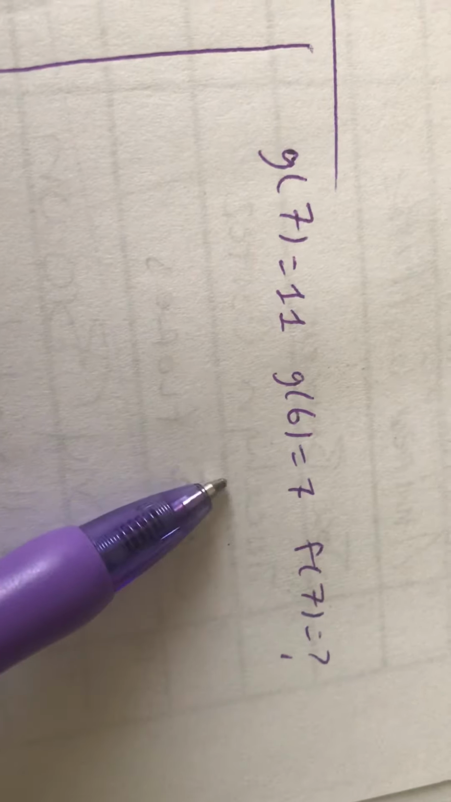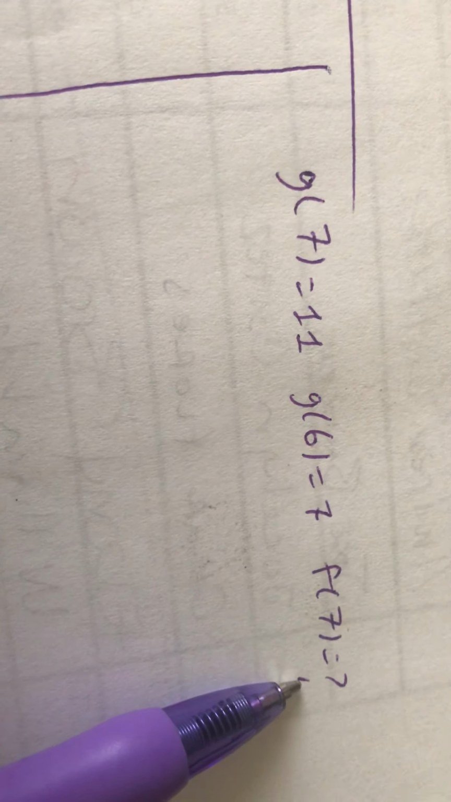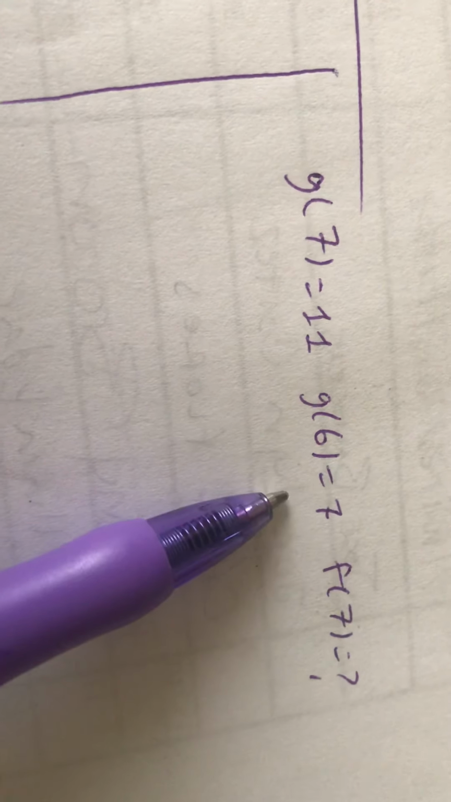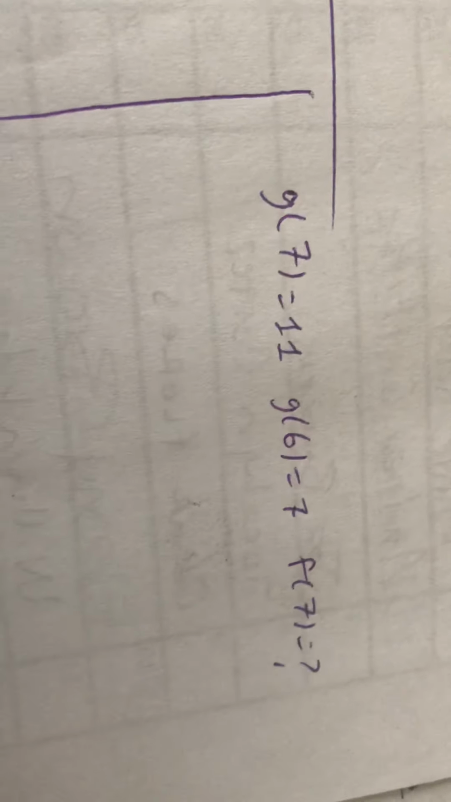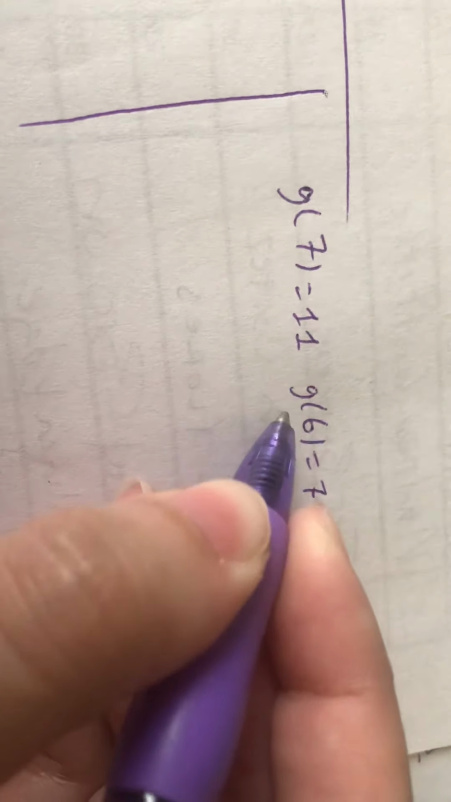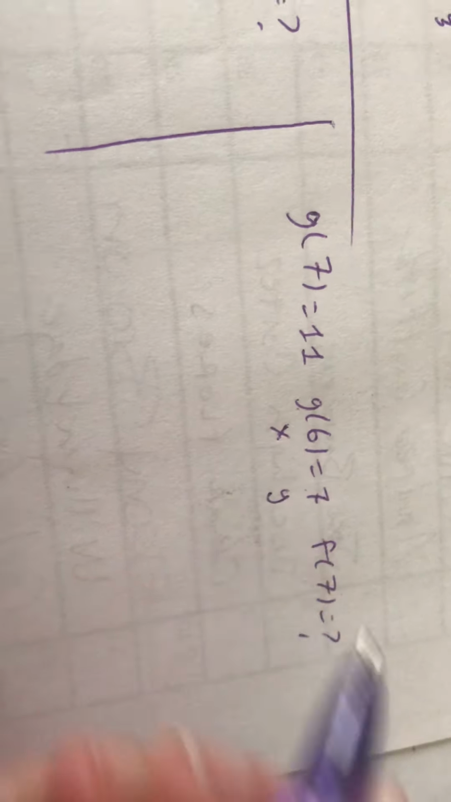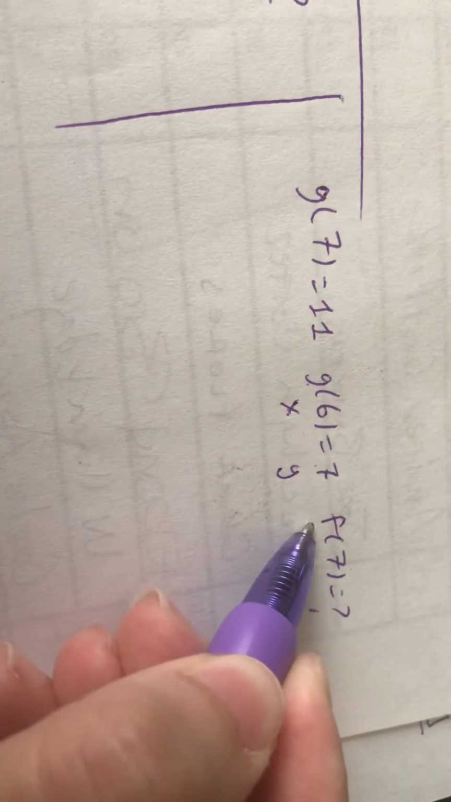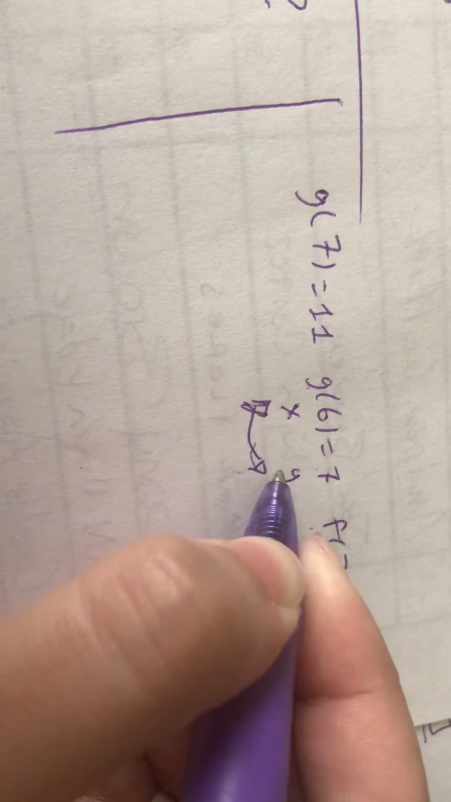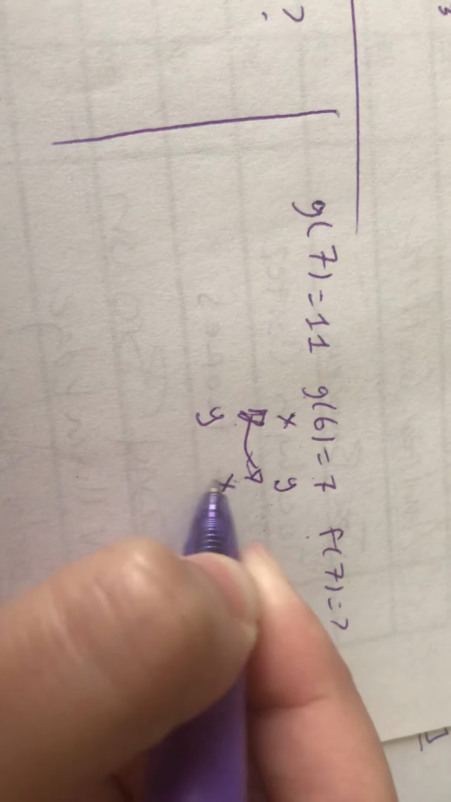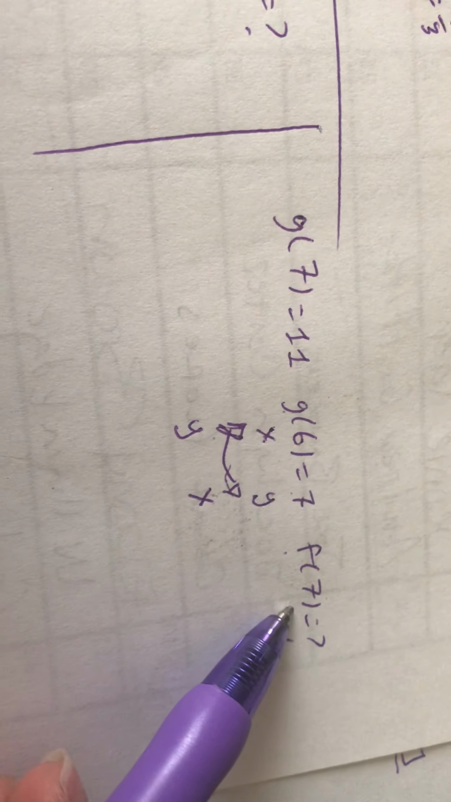if two equations are inverses of each other, the x of one equation becomes the y of the second equation, and the y of the first equation becomes the x of the second equation. You can flip them around. So, for example, over here, g of 6, this is the x of g, and this is the y of g. But for the f function, these would switch around. This one would become the y, and this one would become the x. And that's what we're going to use to solve this problem.